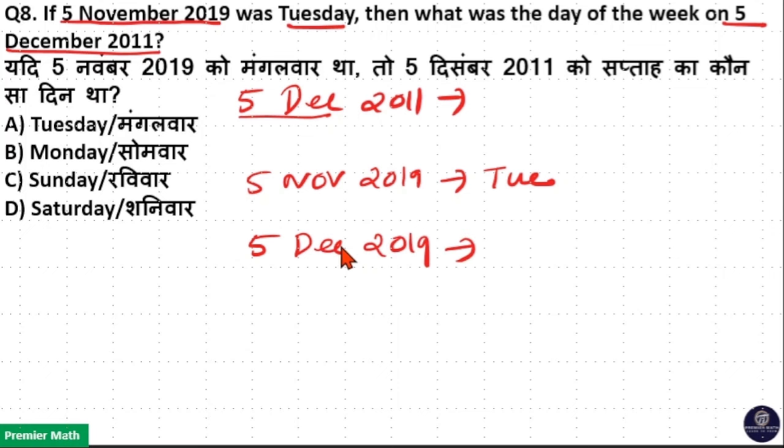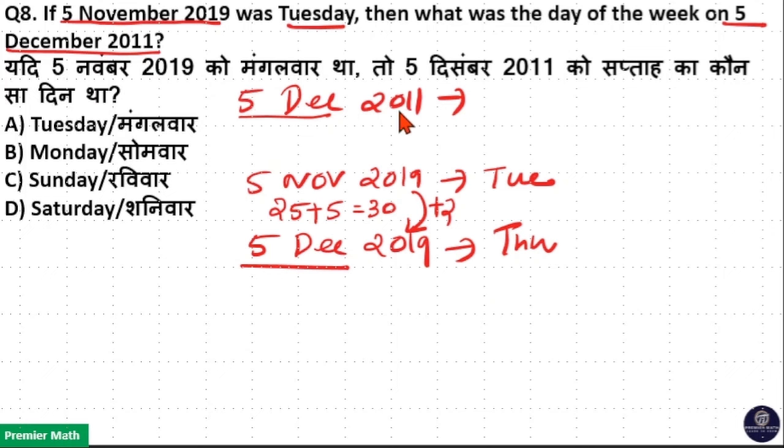Take the difference between 5 December and 5 November. In November there are 30 days and 5 days are already gone. So remaining 25 days in November plus 5 days in December. Total 30 days, which means there are 2 odd days between these two. So 2 odd days means Tuesday plus 2, Thursday is 5 December 2019. Now we have equalized the date and month.